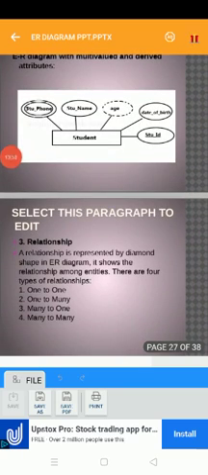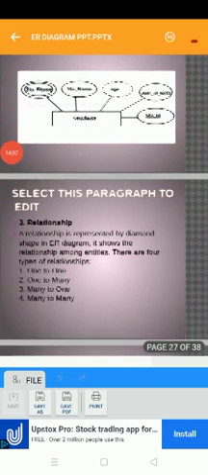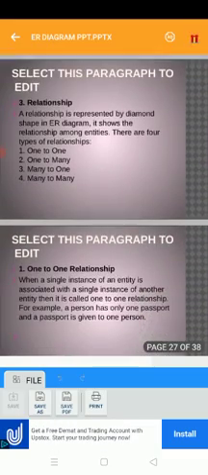This is a relationship. A relationship is represented by a diamond shape in an ER diagram. It shows the relationship among entities. There are 4 types of relationships: one to one, one to many, many to one, many to many.